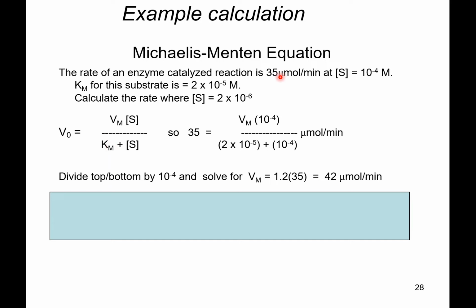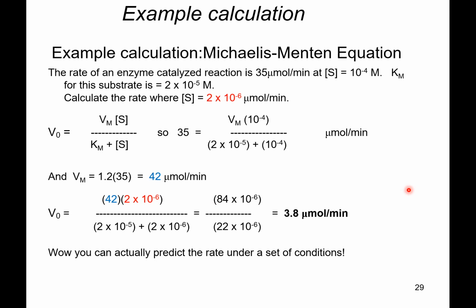Well, you're given a rate, and you're given the substrate concentration that's at, and you're given a Km value. So if you look at your Michaelis-Menten equation, we're given a rate, we're given substrate concentrations, and we're given Km. The only thing we're not given is this Vmax. So we can use all that information to calculate a Vmax number. So when we do that, with these numbers, we get 42 micromole per minute for our Vmax. Okay.